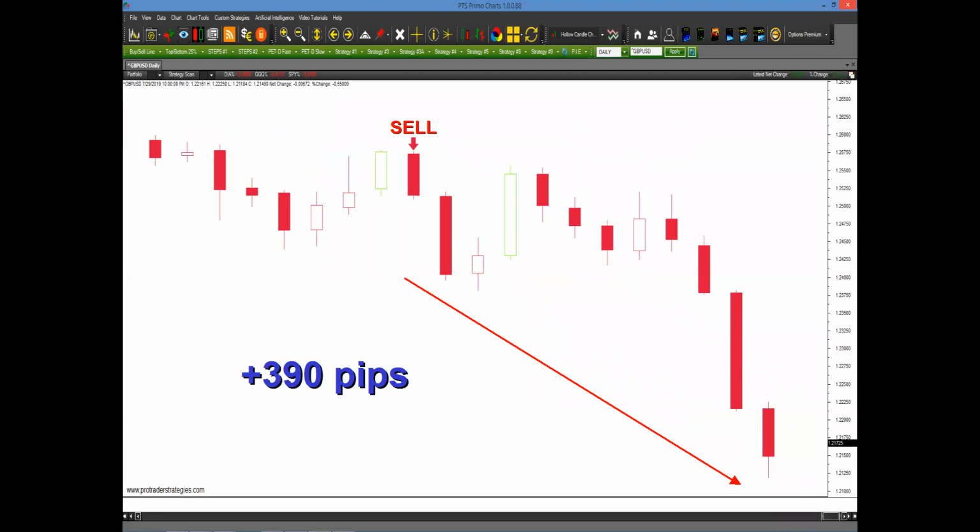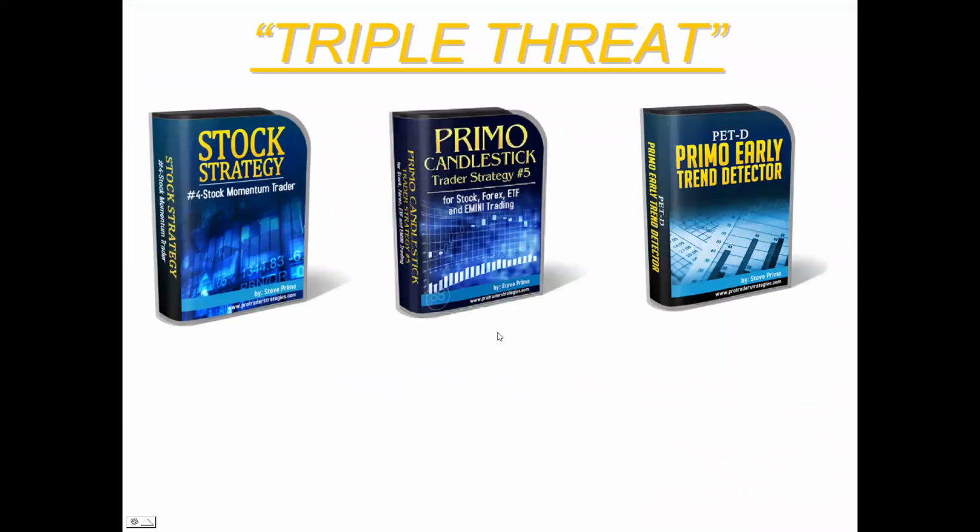And also, once again, a daily chart of the British pound. Here's a strategy 4 setup where the market was kind of going sideways. Right here at the top of this range, a sell signal was generated and 390 points, potentially $4,000 per unit. Okay. So it makes no difference what market, what time frame. You can still scan, you can still trade the triple threat with all and any of these markets.